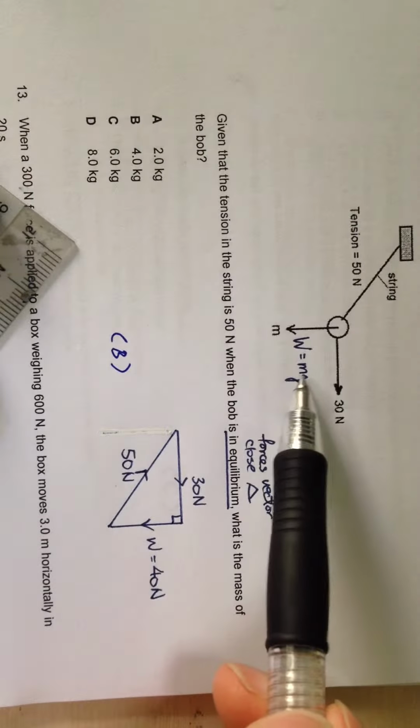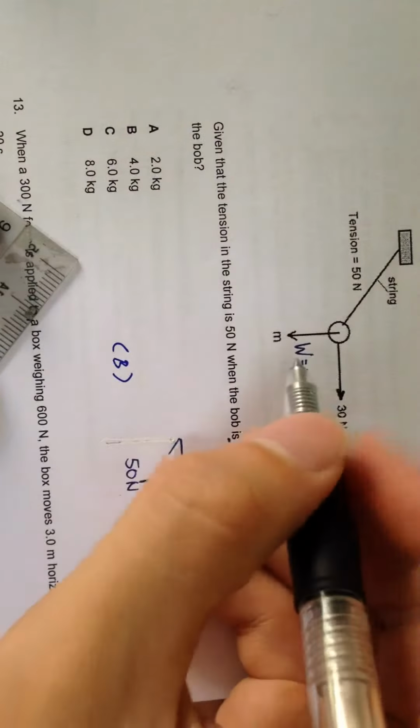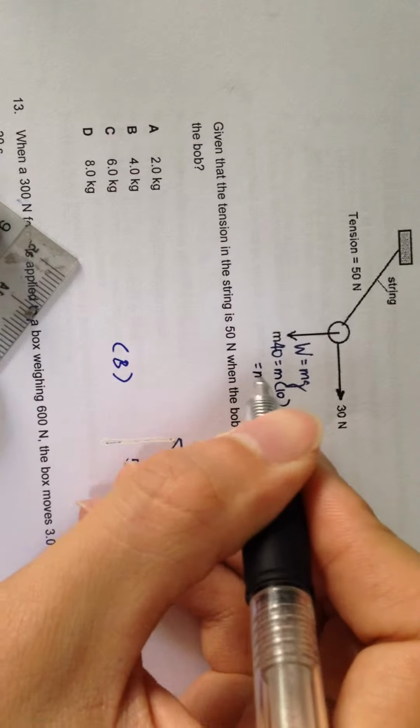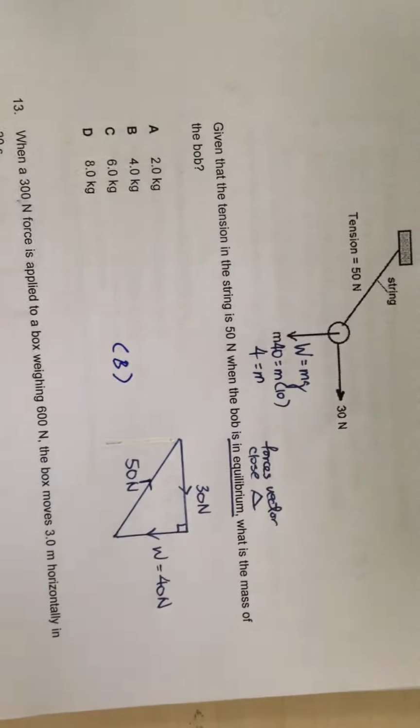So you are asked to find the mass. W is 40. So you want to find the m, you know gravity is 10. So therefore mass is 4. That's how I get B. Okay?